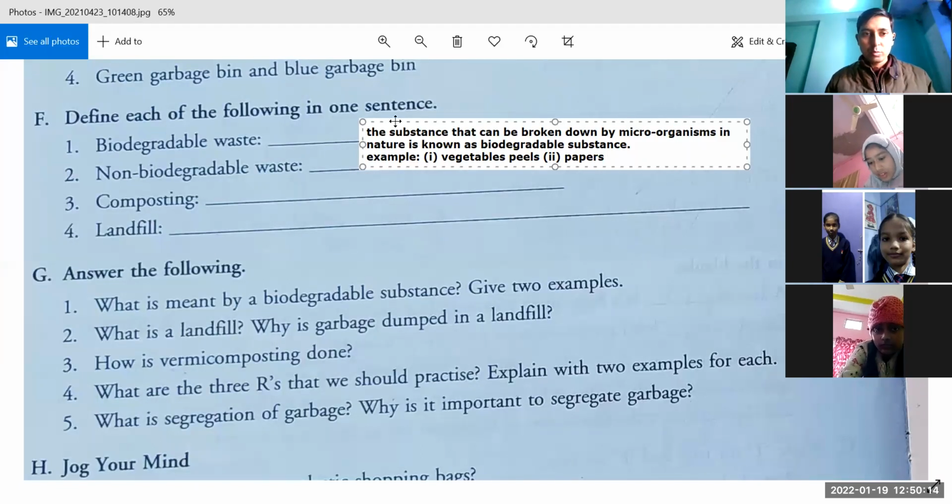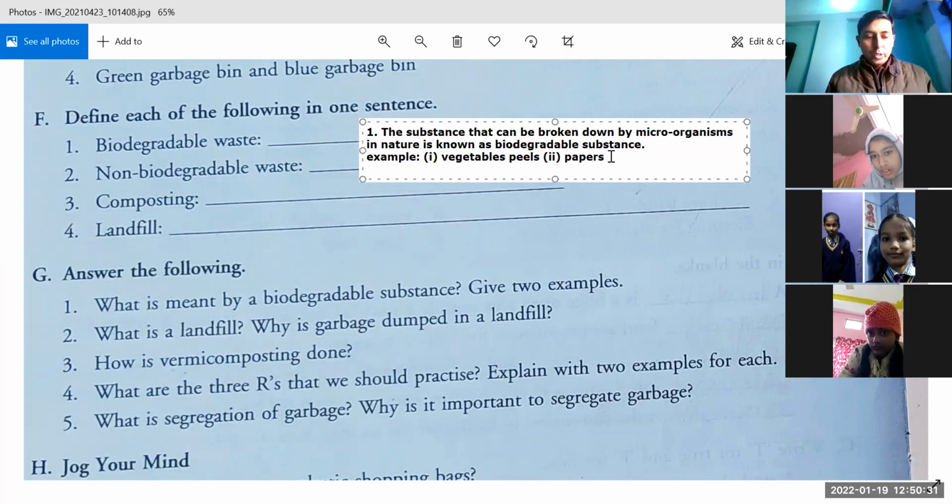Now we have the next question. Question number 2. What is landfill? Why is garbage dumped into a landfill? The answer is written: a huge open area where the garbage of a town and city is dumped. This is known as landfill. And why is garbage dumped in the landfill? Then that we will write.